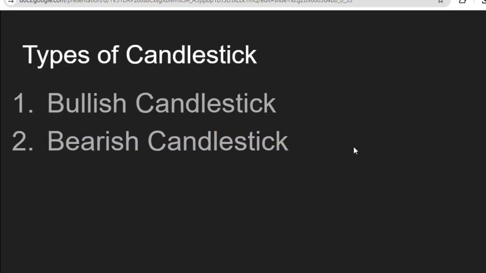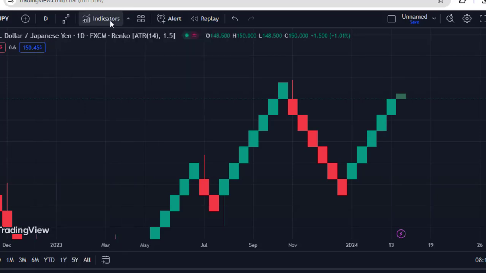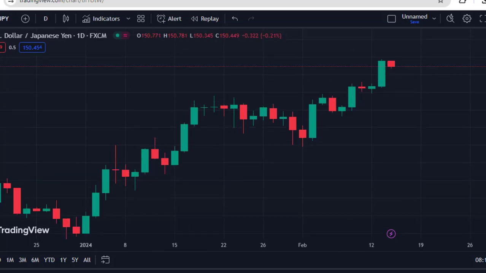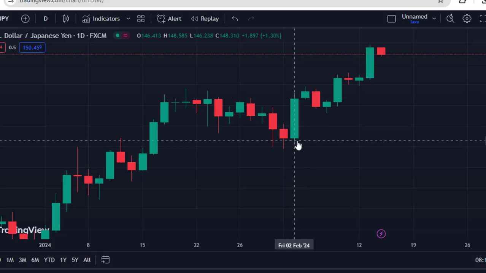And the next thing here is types of candlestick. We have two major types of candlestick: bullish candlestick and bearish candlestick. A bullish candlestick means that the price of a particular asset is moving upward. So if I change this back to the normal candlestick at this point, you discover that the market is moving upward from this point, okay, to the upside. So this forms a bullish candle. In as much as price starts here and moves upward to this point, it means that the market is moving upward.